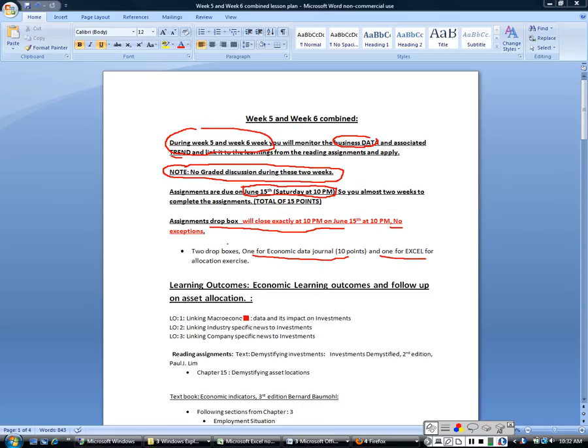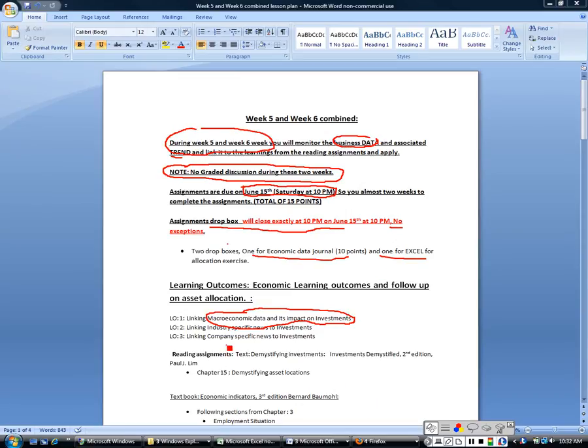So what is the learning outcome for the economic journal? It is to take the macroeconomic data that you will be reading in the textbook, and you will also read some additional material that I have posted from different economic textbooks that provides very good descriptions of major economic data like gross domestic product, inflation, unemployment, fiscal policies, and monetary policies. Important for you to read them. You will need them for this exercise, but equally important, you will also need that knowledge for week 7 and week 8.